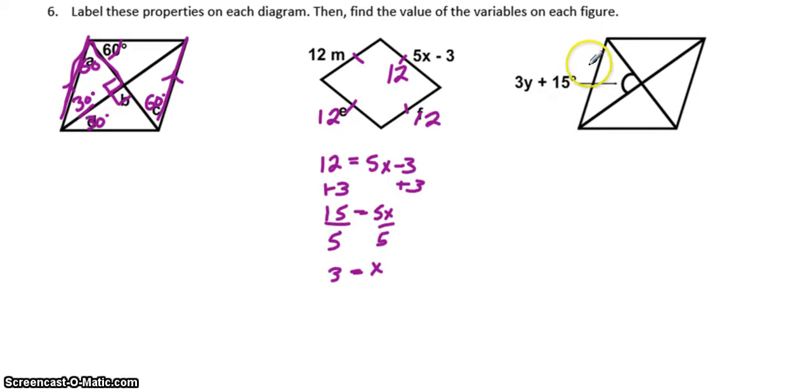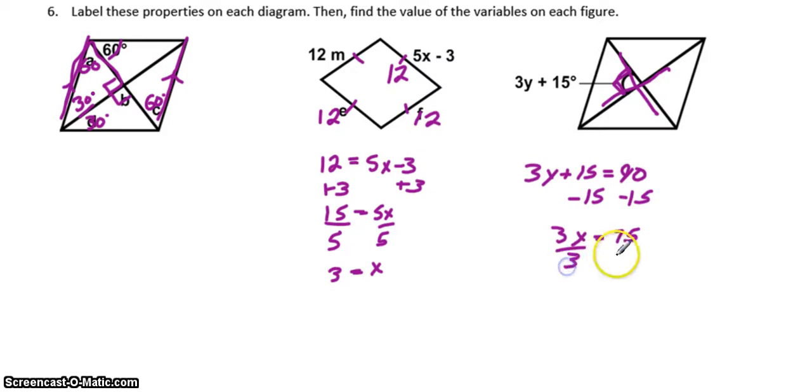For the last one, it seems a little confusing because there's only one equation here. But remember, just like in the first one, the angle here is 90 degrees, because the diagonals are perpendicular to each other. They form a right angle, a 90-degree angle. So 3y plus 15 should equal 90 degrees. We can write that out: 3y plus 15 equals 90. We can subtract 15 from both sides to solve, getting 3y equals 75. Dividing both sides by 3, we obtain that y equals 25.